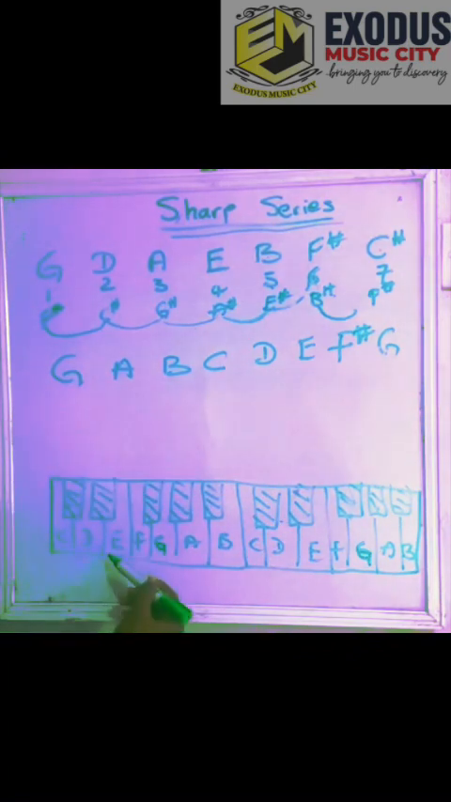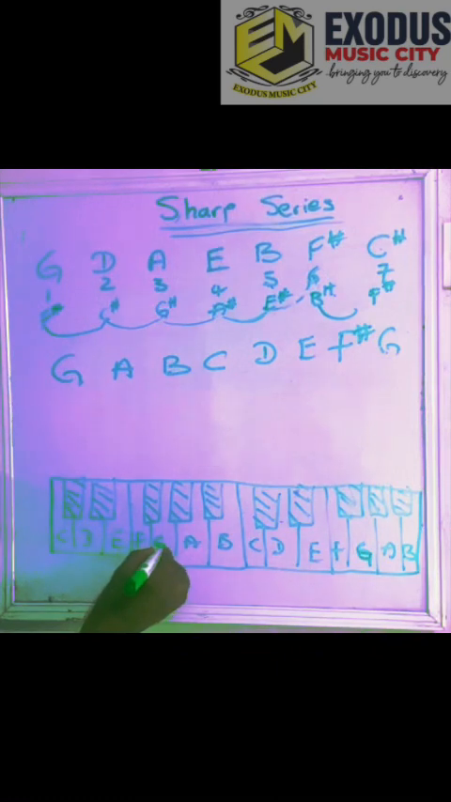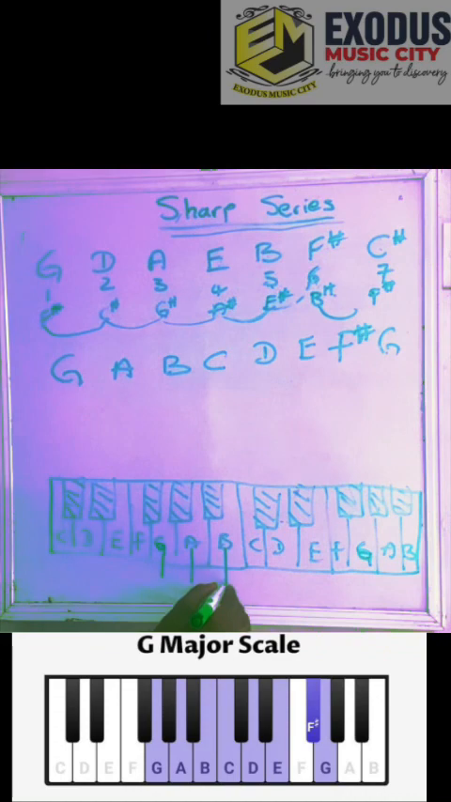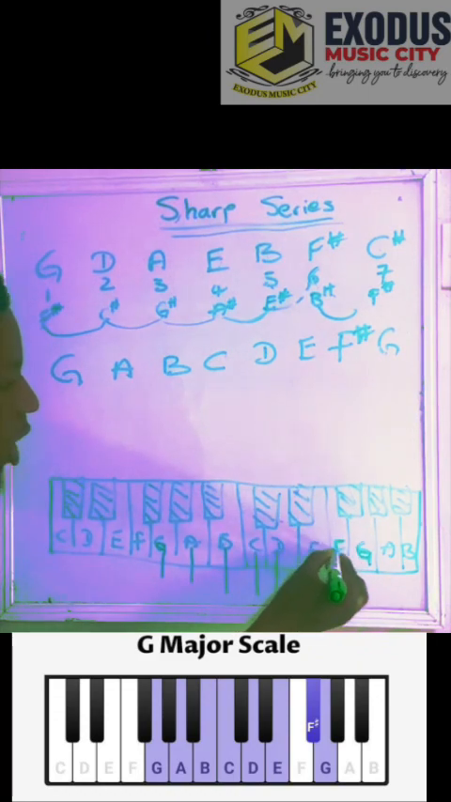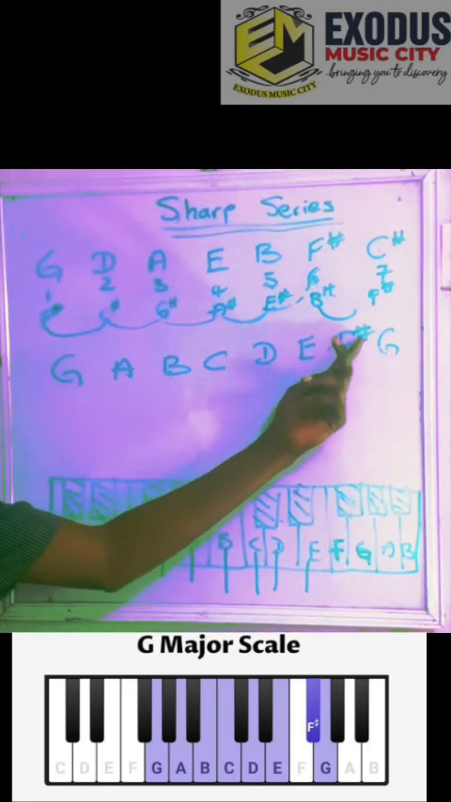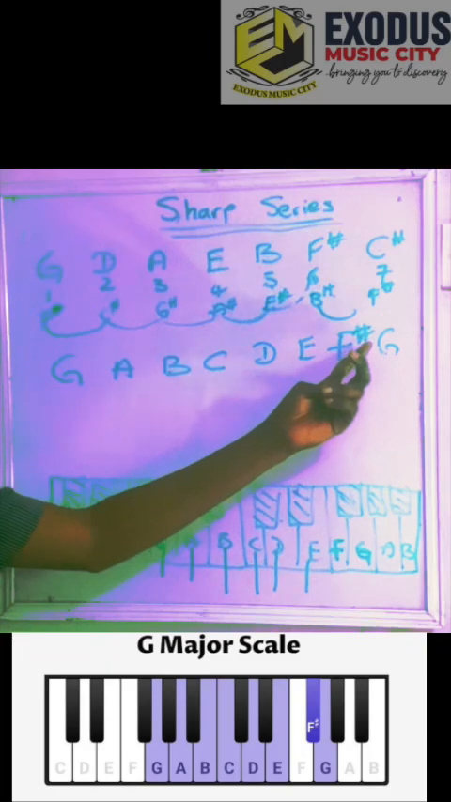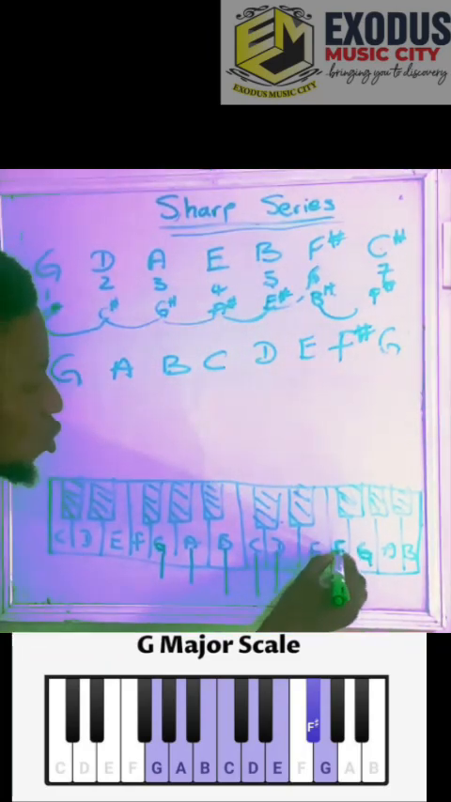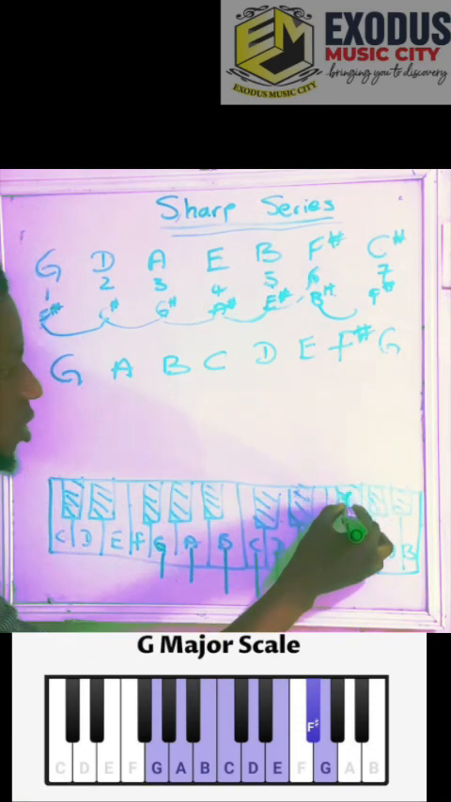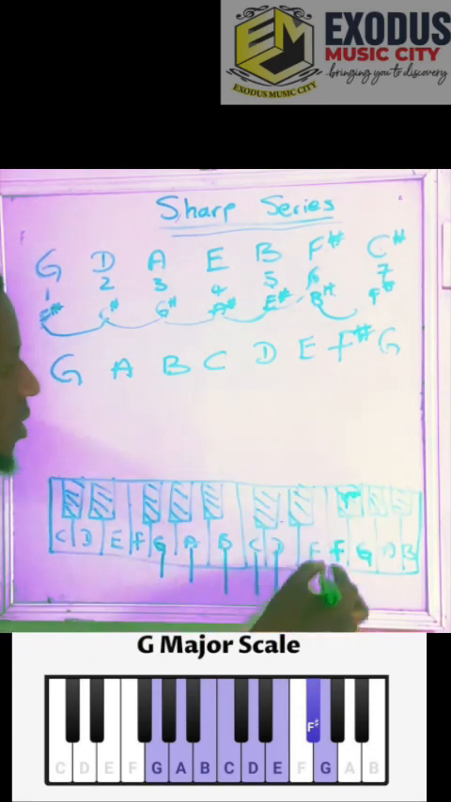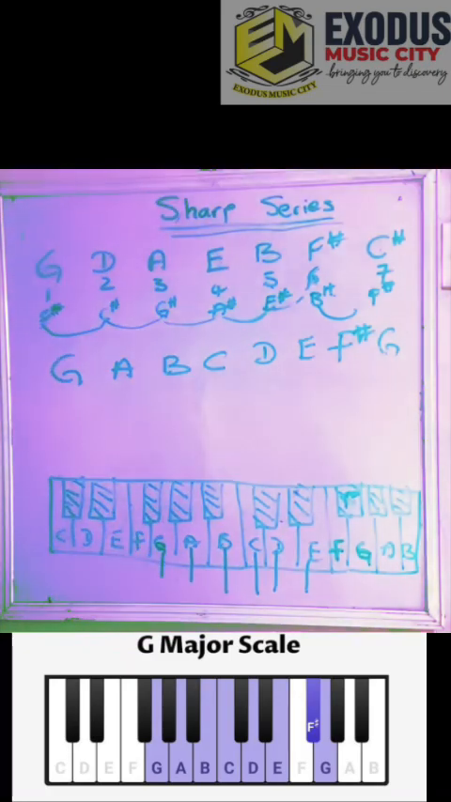Now let's go to the keyboard. You can represent it on your keyboard. So this is G. You play G, A, B, C, D, E. So this is F. Now where is the sharp? This sharp represents the black key, which is F. So you don't play this one. You have to play this, which makes your F sharp. I play this, then G. So that is how it goes.